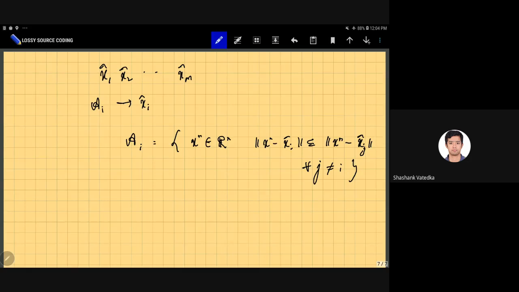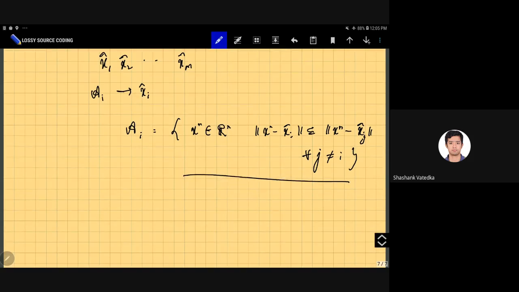Right? And similarly, we can choose the regions for each xi in this particular fashion. This is, in practice, what people start off doing. If you don't have too much information, then the best possible choice would be this, if you want to minimize the mean squared error. And this is called the Voronoi region corresponding to xi hat.